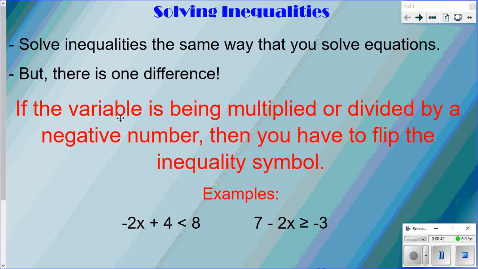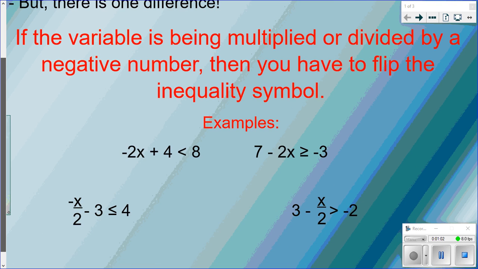If the variable is being multiplied or divided by a negative number, then you have to flip the inequality symbol. So you have to change which way it's facing. And here are some examples of that.